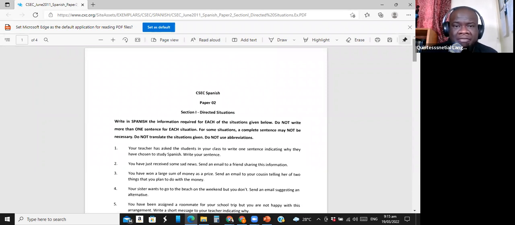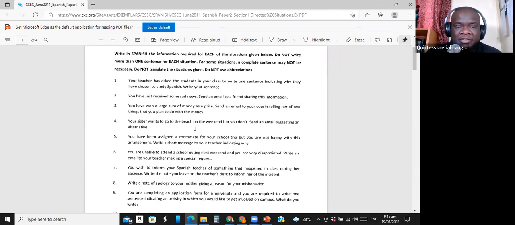So this is, I believe, a May, June 2011 paper. Spanish, the situations, and we see the instructions: write in Spanish the information required. Look at the bold, capitalized words. Write in Spanish information for each of the situations. Do not write more than one sentence for each. For some, a complete sentence may not be necessary, and do not translate, do not use abbreviations, right? So let's look at a couple of them.